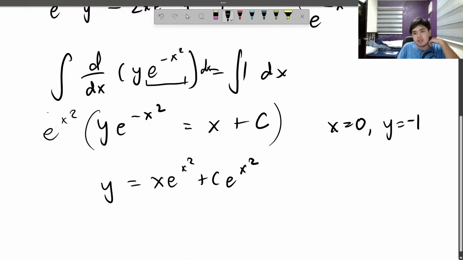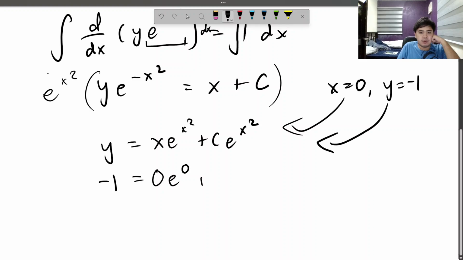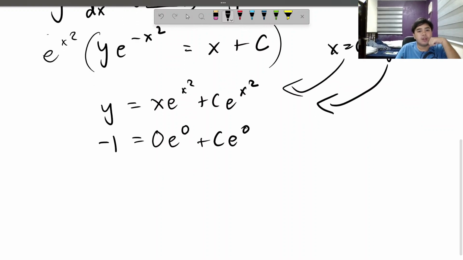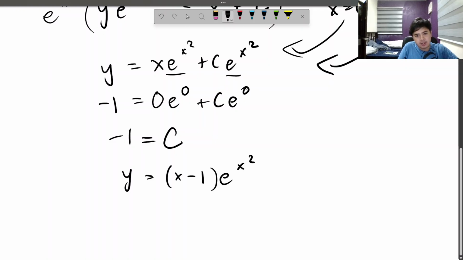Okay, so what you do is, again, just put everything in this equation. Y is negative 1, so negative 1 it is here. X is 0, so 0 here, e to the 0 here, plus c times e to the 0. C times e to the 0, that's going to be c, and 0 times whatever is just 0. And then this is negative 1. C is negative 1. So y equals, these have e to the x squared, so we can put that outside, factorize it, then x minus 1 here. And I believe that's going to be our final answer. That is the specific solution. All right, next question.